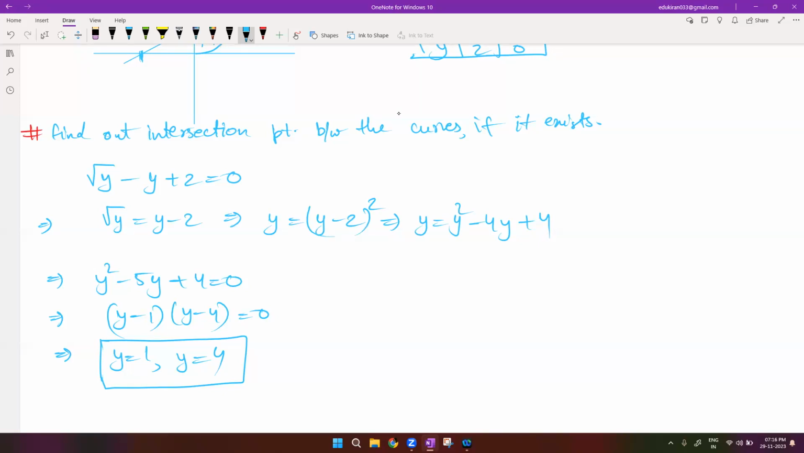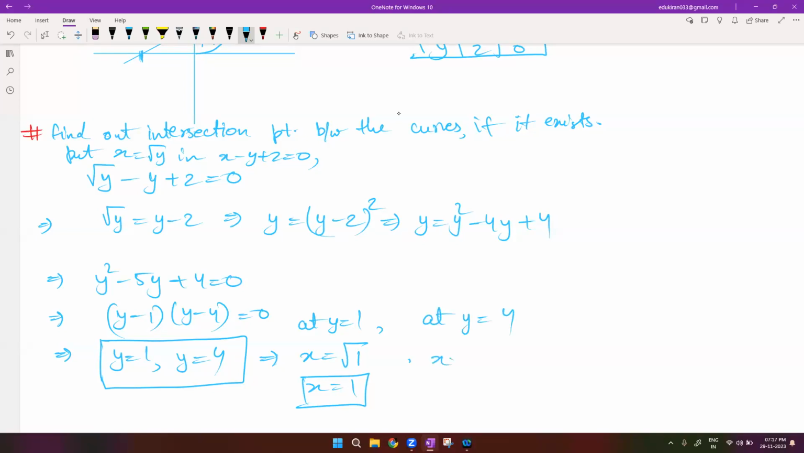Now also, as you have already found y, you also need to find x, right? So put x is equal to root y in x minus y plus 2 is equal to 0. That is how we started the question. So now we have y, we can find the value of x also. So at y is equal to 1, x will be root 1, which is 1. And at y is equal to 4, x will be root 4, which says that x is equal to 2.